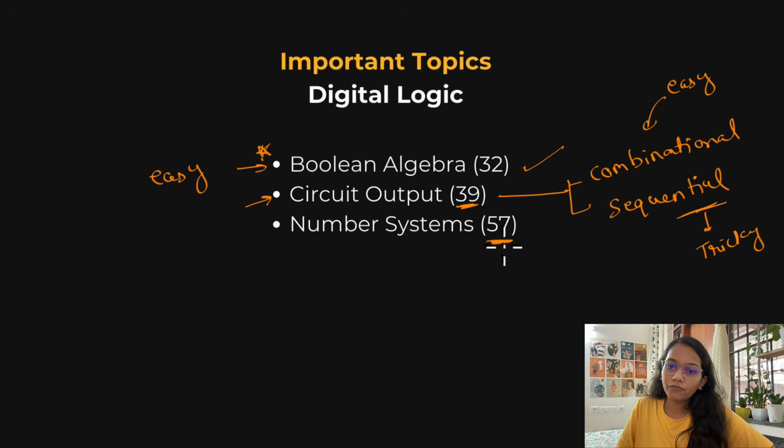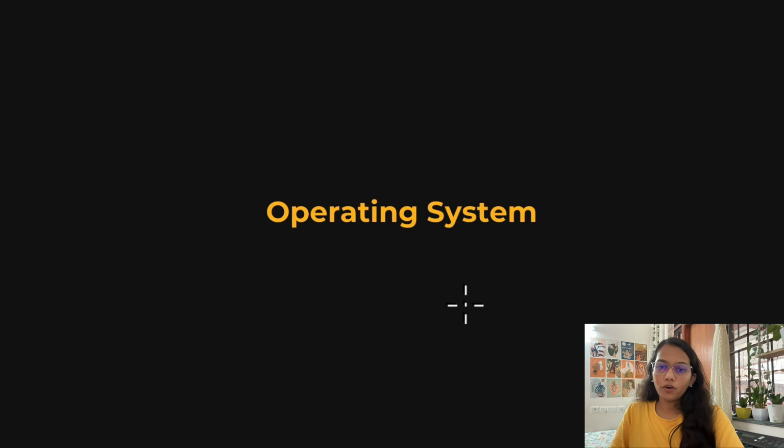You can see 57 questions came from this number system, or you can say number representation. So this is also a very important topic. So here you have to study topics like ones complement, twos complement, decimal numbers, binary numbers, and floating point representation, etc. Okay. Next I have is operating system.